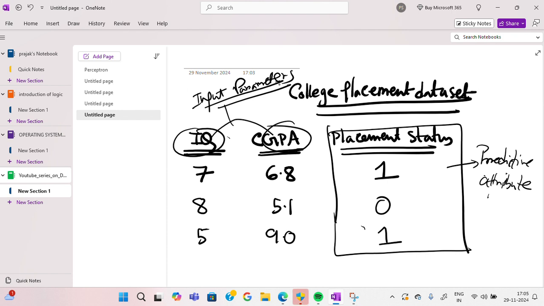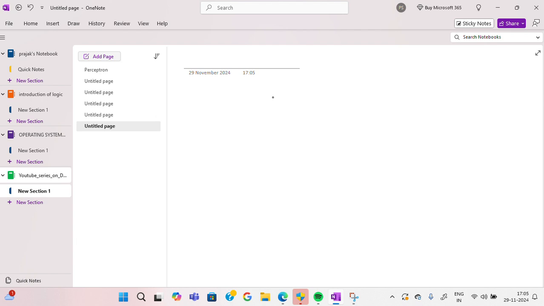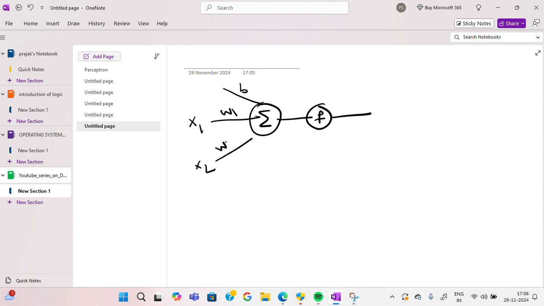Okay. So let's come to the point of W. Why weights are very important here. So let me take another page. And here I have already said this is my summation function, this is my f, this is b, this is x1 w1, this is x2 w2, and finally the outcome is x1 w1 plus x2 w2 plus b.